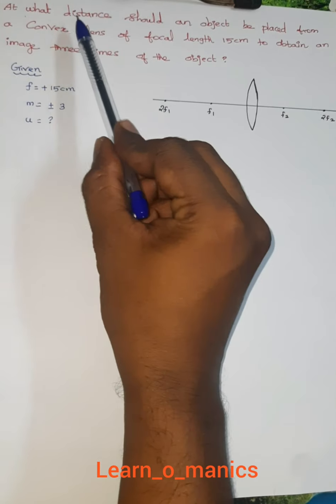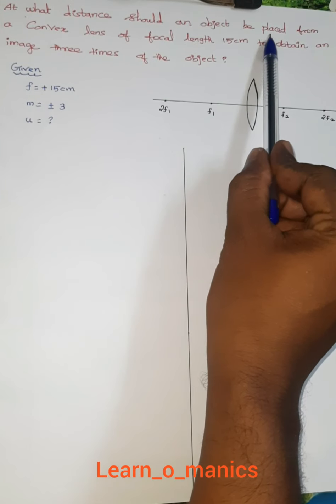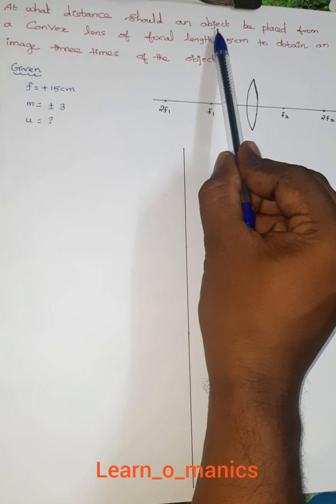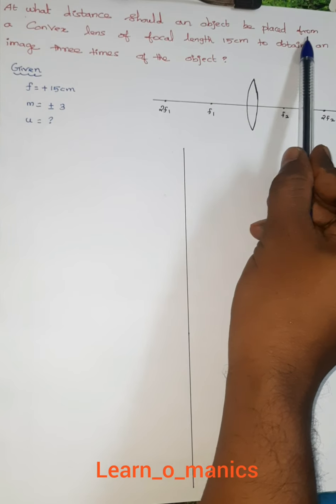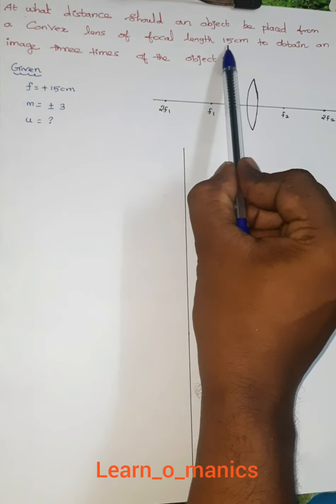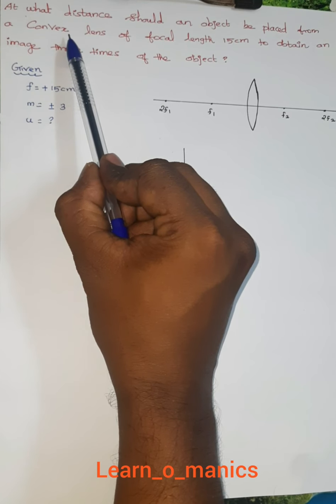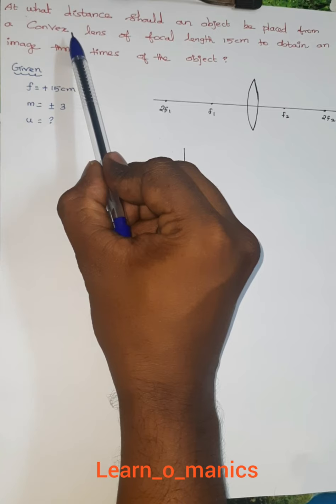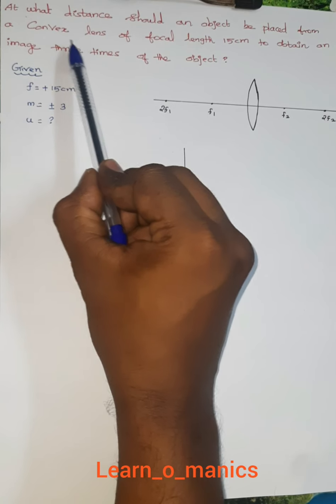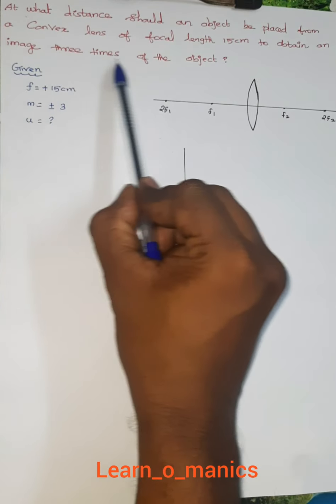Alright, in this sum, at what distance should an object be placed? That means the object distance is not given, we need to find it. It is placed from a convex lens of focal length 15 centimeter. Convex lens in the sense itself, we need to take the focal length in plus sign as per the Cartesian sign conventions, and to obtain an image 3 times the object.